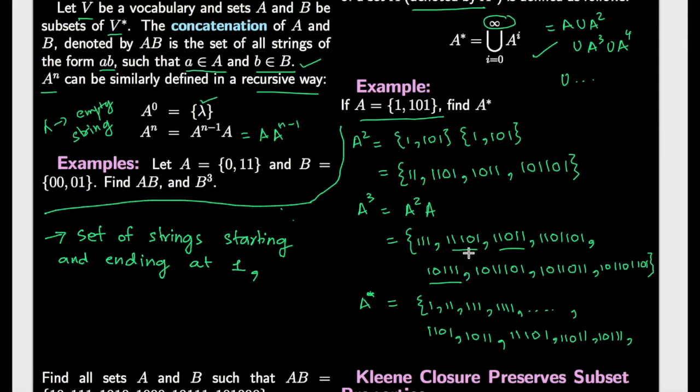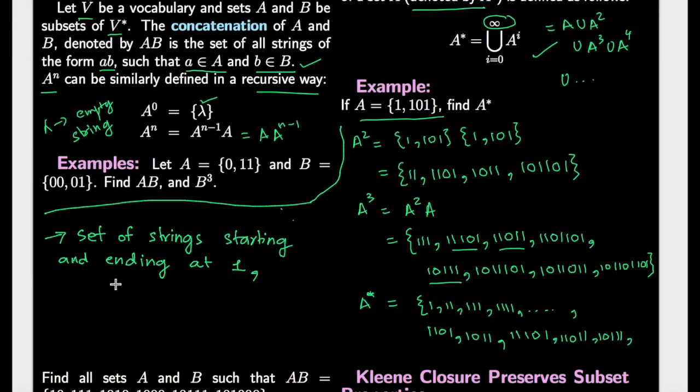We saw that for length 5 strings there is only one 0 in each of them, because the starting and ending symbol should be 1, right? For length 6 strings, what will happen? Then we will add 1 to each of them, right? We have length 5 here, and then we will add 101 to this one.